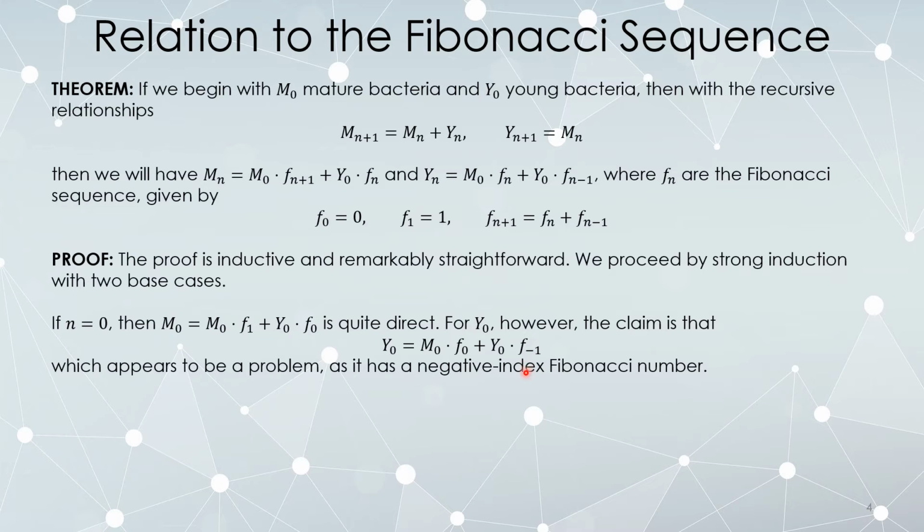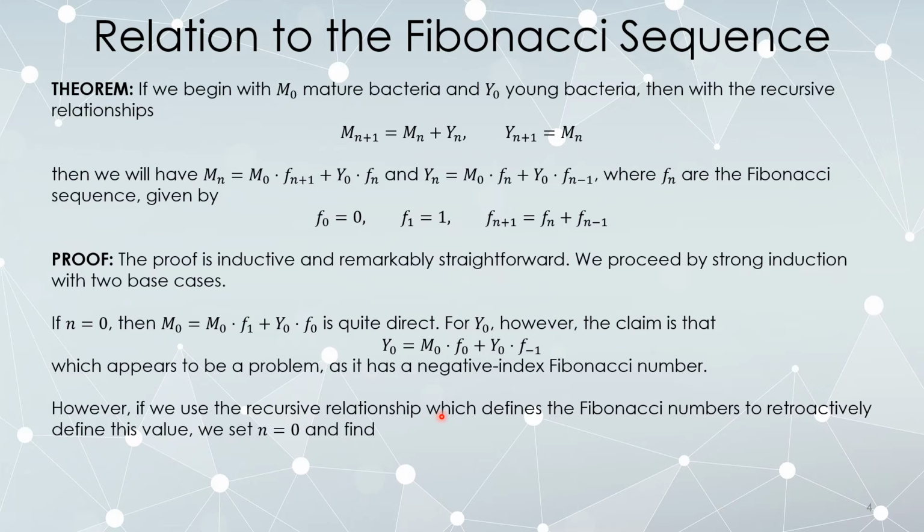That appears to be a problem because the Fibonacci sequence, as we've worked with it before, doesn't ever have negative indices. We start at index 0, index 1, and then we move forward. But the recursive relationship can be used to work backwards. If I plug n equals 0 into this recursive relationship, we get f sub 1 equals f0 plus f minus 1. One Fibonacci number is the sum of the two before it. Now, if I solve for f sub minus 1, it's f1 minus f0, or 1 minus 0, or 1.